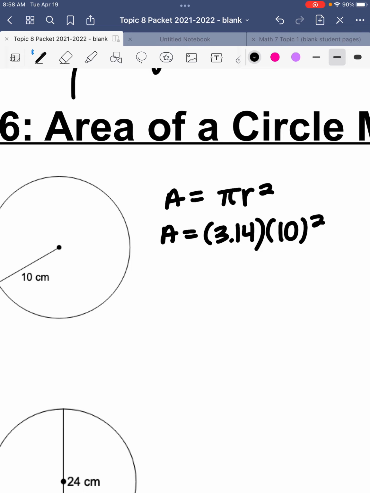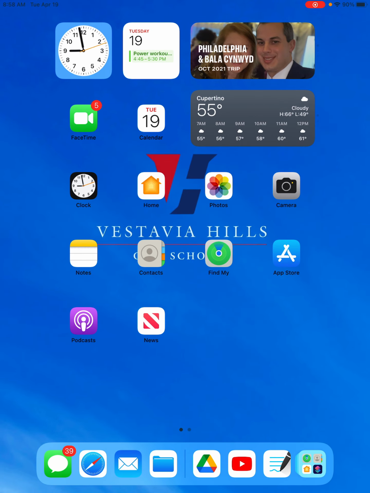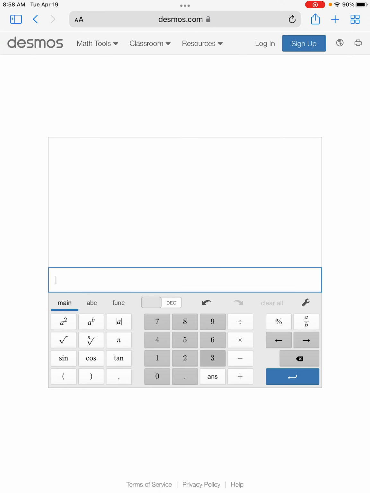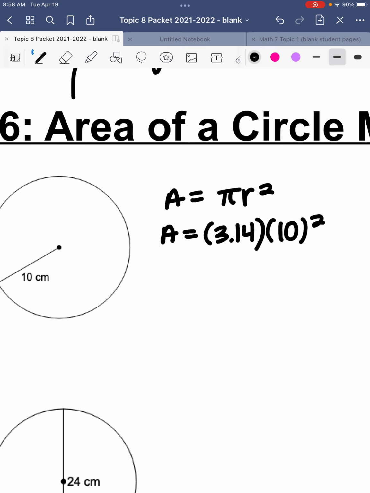The way I'm going to put this into my calculator is I'm going to type 3.14, multiply that times the radius, and then look at that top left button that has a squared. I'm going to hit that button and it's going to square my radius. So now I've got 3.14 times 10 squared, which is 314. So my area for number 1 is 314 centimeters squared.